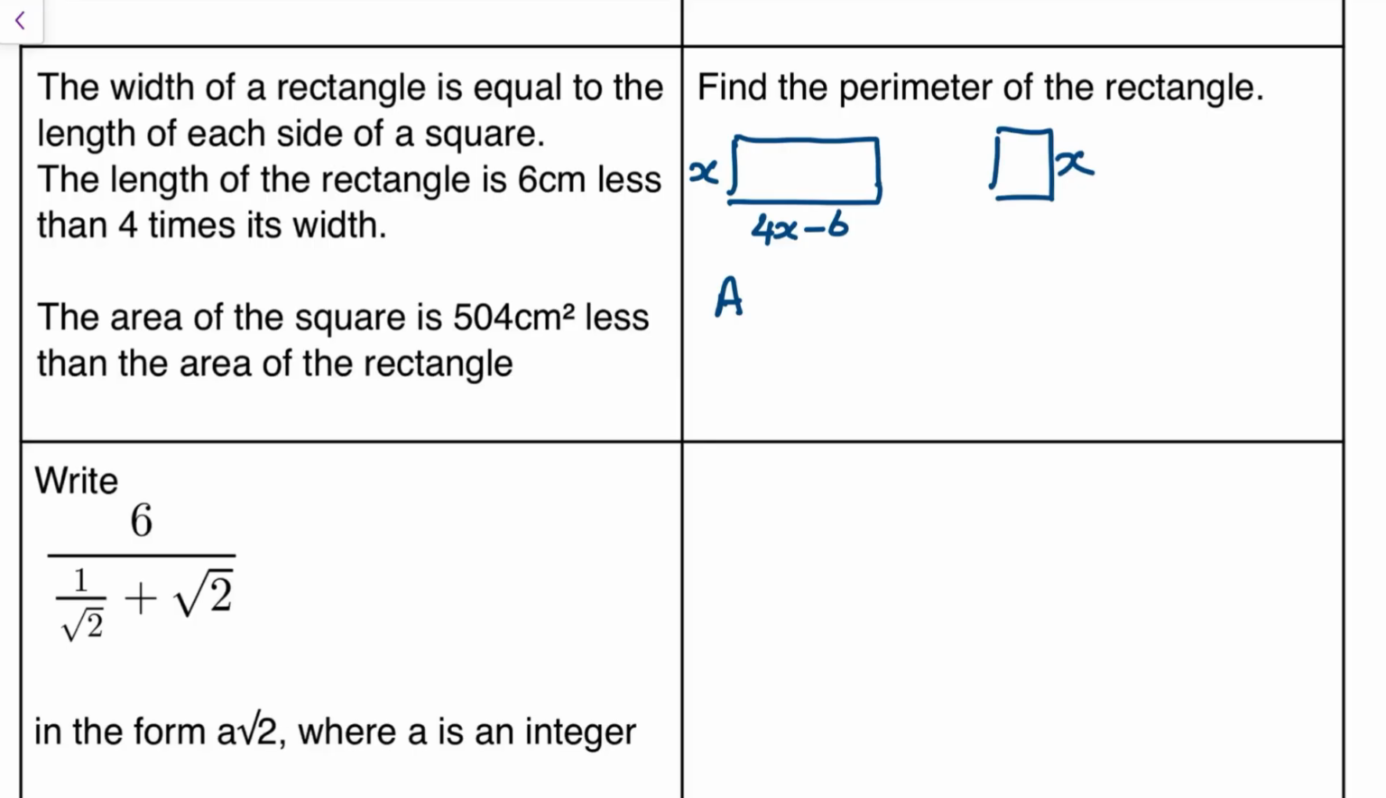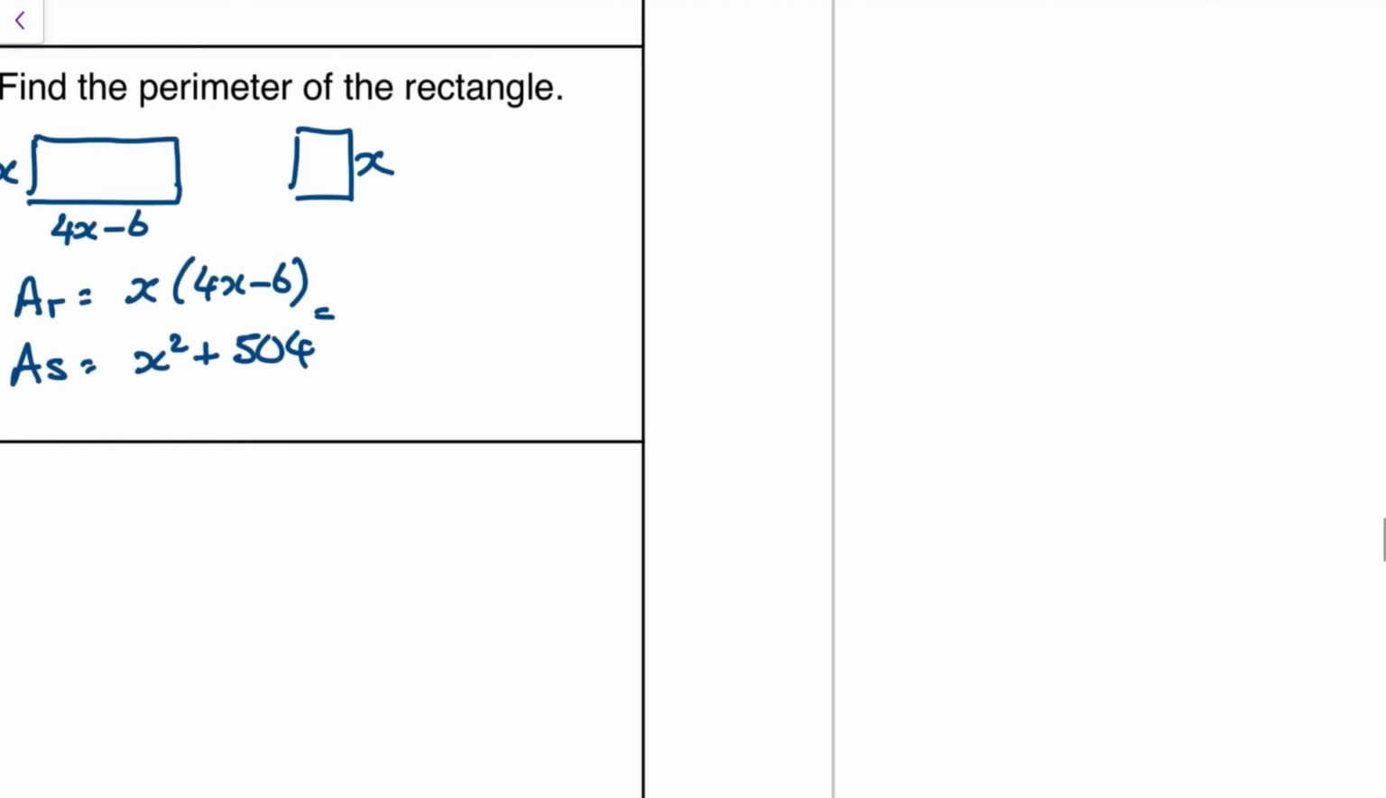Okay, so this is where we get to clear working out. The area of the rectangle is x times 4x minus 6, and the area of the square is x squared. If I add 504, then these things are equal. And that's given me an equation, so I can solve the equation. x times 4x minus 6 is equal to x squared plus 504.